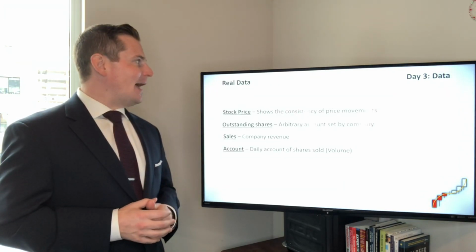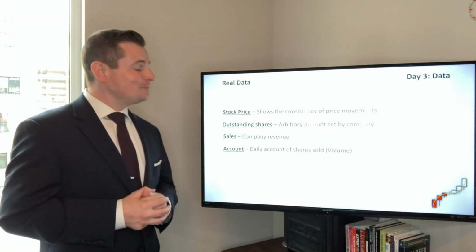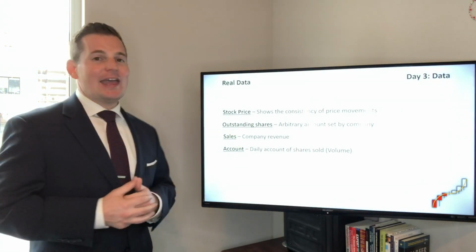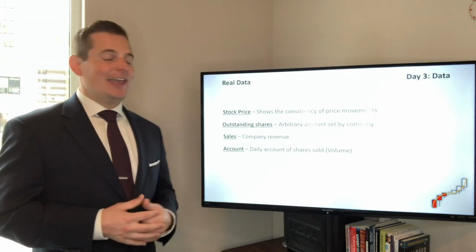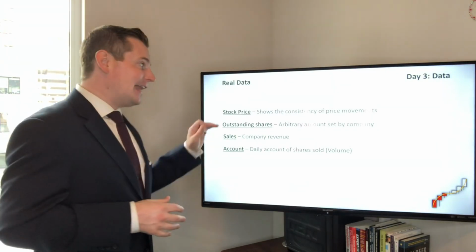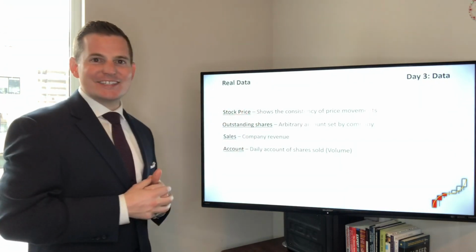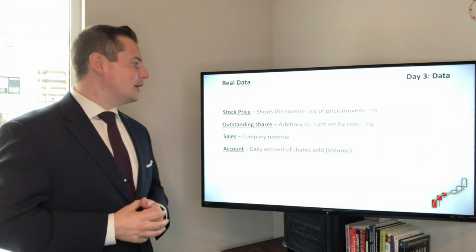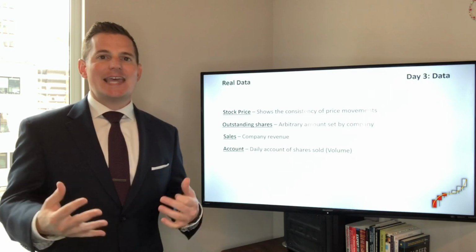So let's just talk about the real data for a second here, okay? The stock price shows the consistency of the price movement. So you should be able to pull up any stock chart and see the price movement over time. Depending on that moment in time, that is what the stock price is going to be. It's usually the rightmost price on the chart, and then the next day will be another new price, another new candle, right?